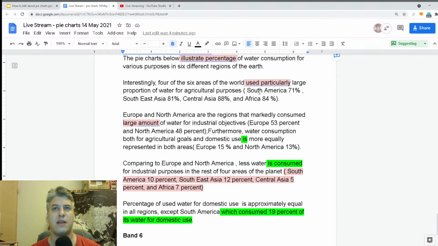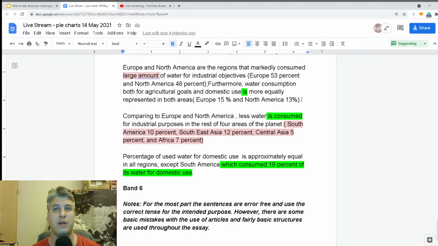So I think here, South America 71%, comma, Southeast Asia 81%. That's okay because they're using the right punctuation. But here, they're definitely not using punctuation. Sorry, they are using punctuation, but that's not the issue I have with it. The issue I have with it is they're missing an opportunity to use a brilliant phrase, which is respectively.